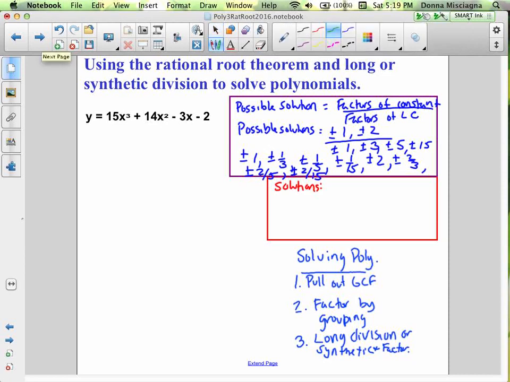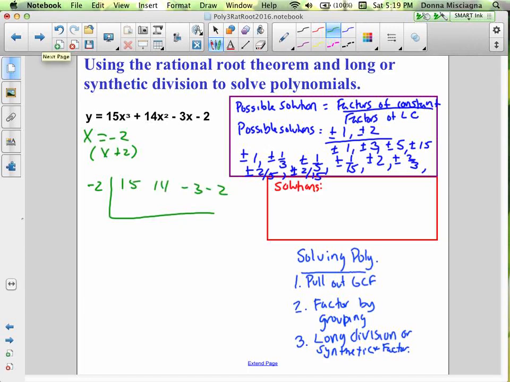All right, we're not missing any terms. I don't know which one to take. Let's take negative 2. X equals negative 2. Okay? So x plus 2 is the factor. All right, so we're going to have negative 2, and then 15, 14, negative 3, and negative 2.